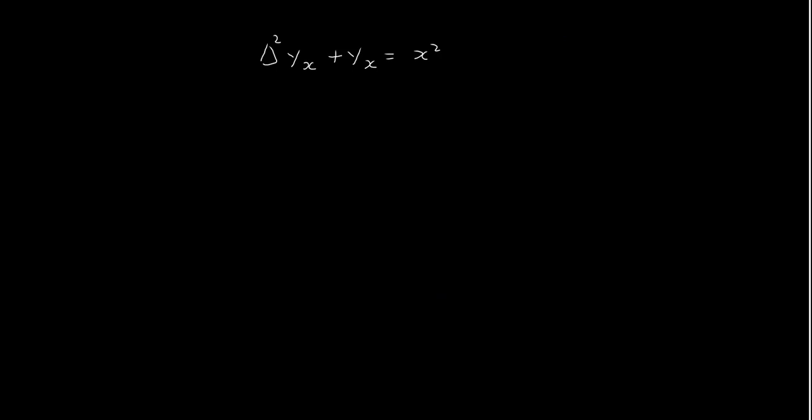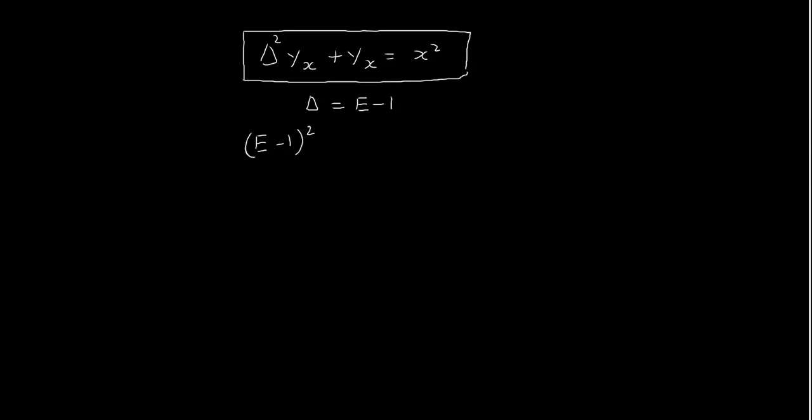So if we use the shift operator, what are we going to do here? We try to convert this difference equation in terms of y and x using the shift operator. Just use the relation delta equals E minus 1, where E is the shift operator. So here, (E minus 1) whole square y(x) plus y(x) equals x square.